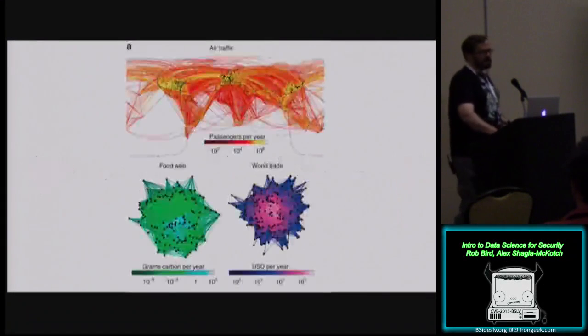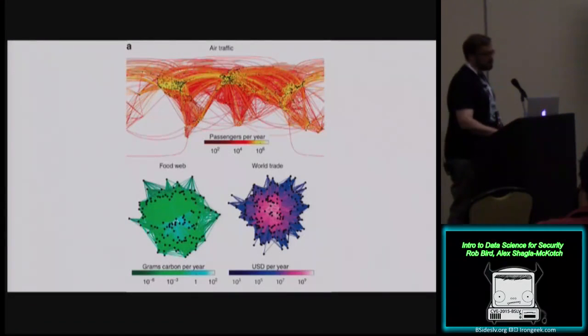So an example of this is if you look at the World Travel Network as an example, the top one has the frequency of every single route flown by a plane over the course of a year. And that's kind of useful, but where do you start there? Everything looks almost equally important. Same thing with the food web, or the grams of carbon per year, or the world trade thing down at the bottom.